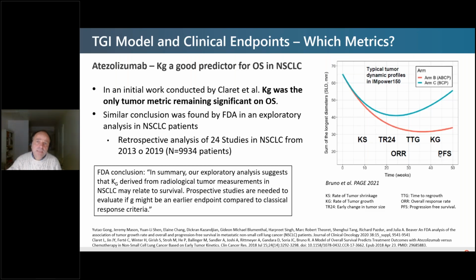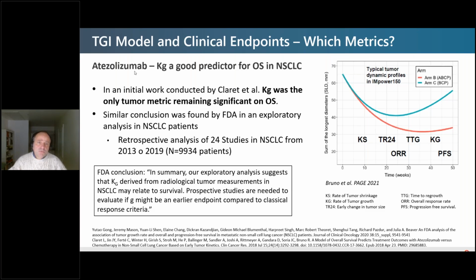This type of work was done early on by the team of Claret et al. at Genentech, together with atezolizumab, to see what would be the impact of the metrics on overall survival. And they actually found a pretty good relationship. They found a significant relationship of the KG value, or tumor growth rate, with overall survival. What does this mean? This means that obviously the lower the KG, the longer the overall survival.